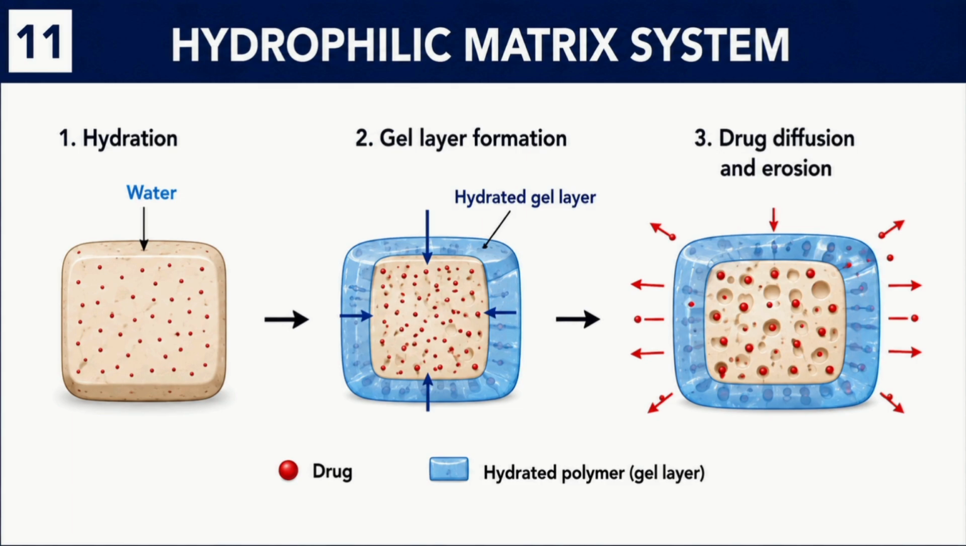Initially the water penetrates into the tablet and the drug dissolves. The dissolved drug then moves through the hydrated polymer network towards the external medium. At the same time, the polymer chains can gradually relax and erode from the system surface. Therefore, the drug release from hydrophilic matrices may involve both diffusion and polymer erosion.